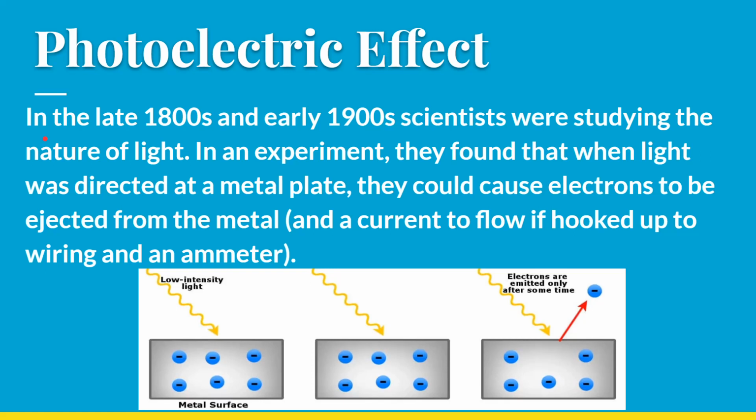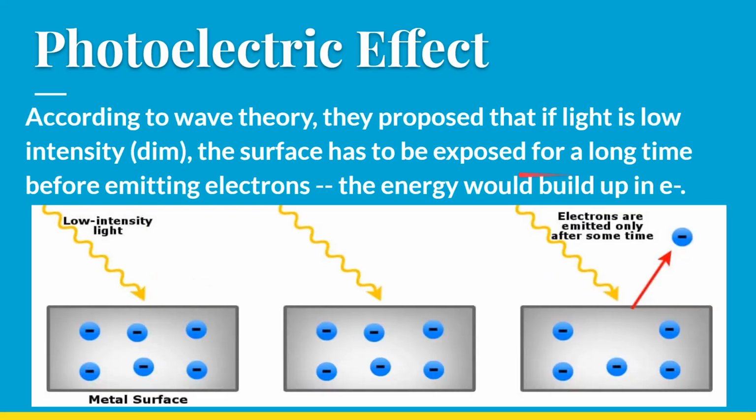So in the late 1800s and early 1900s, scientists were studying the nature of light. They did an experiment where they found that when light was directed at a metal plate, they could cause electrons to be ejected from the metal and a current to flow if they hooked up wiring and an ammeter. So they had this light shined at this metal surface, and these electrons basically got kicked out of the surface. Okay, and if they hooked it up to wiring, they could actually have those electrons traveling through a circuit of sorts where they could read or measure the current flow of those charges.